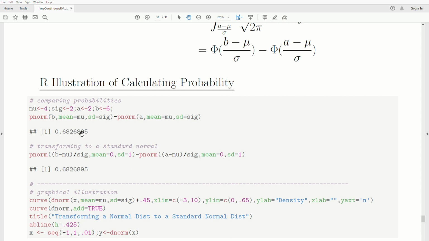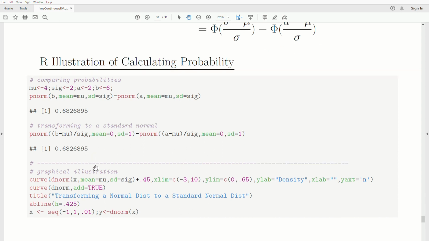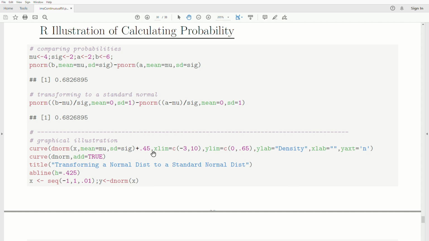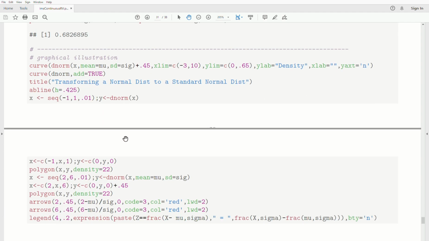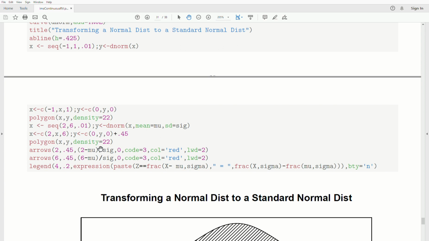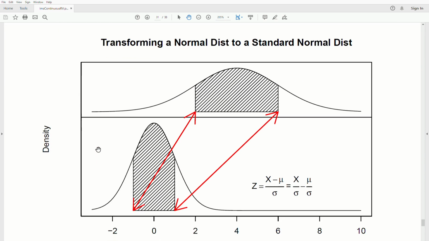Now, if we were to transform these to a standard normal distribution, we would take b minus mu over sigma, and that's the CDF of a standard normal, so a mean of 0 and standard deviation of 1, minus a minus mu over sigma, standard normal distribution. The difference of those CDFs is the same, 0.682, etc. Now, let's do a graphic or illustration of what's going on here. The R code is not as important as the graph, so I'm going to skip that, but as always, I will copy and paste it into the comments section.